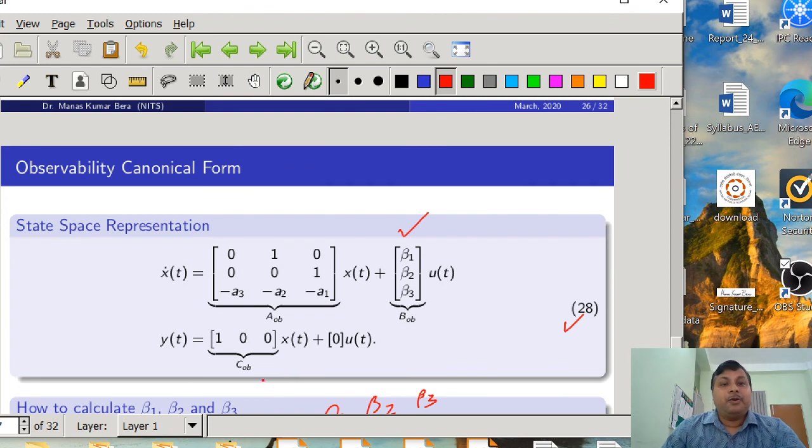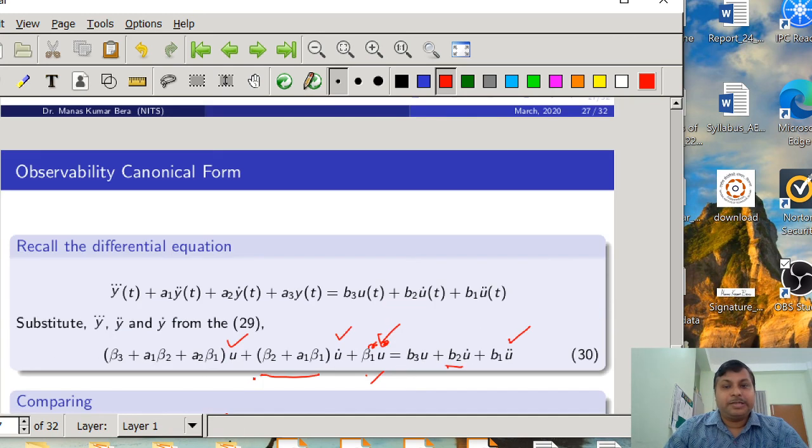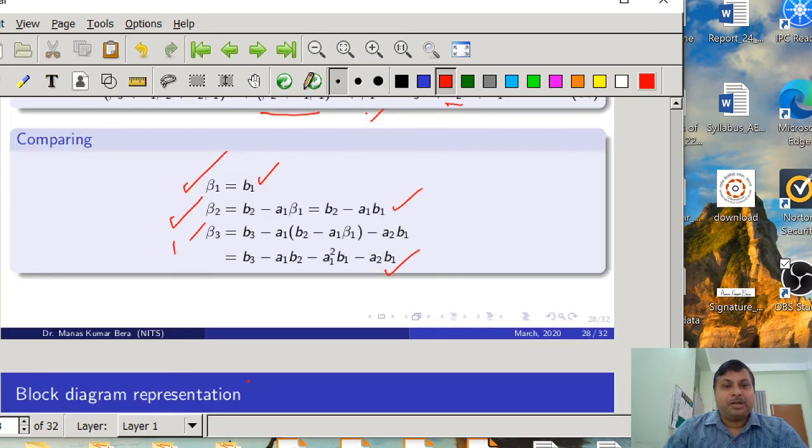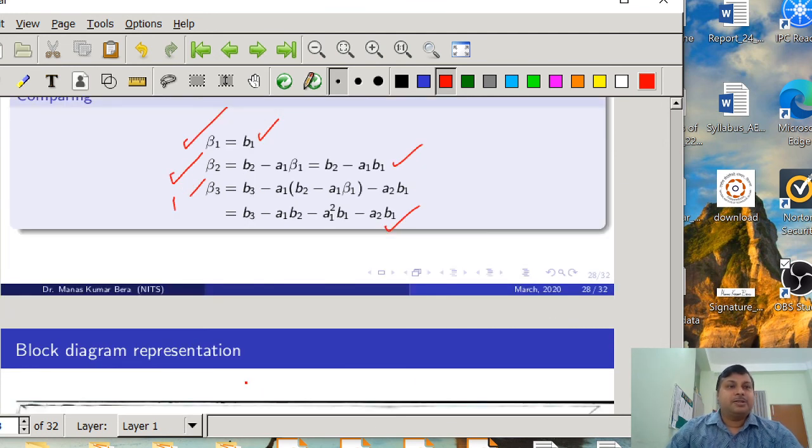So now I want to stop. In this lecture we have seen four canonical representations, how to derive them from the transfer function: the controller canonical form, observer canonical form, controllability canonical form, and observability canonical form. Next class we will discuss the other two representations, that is the diagonal form and the Jordan canonical form.